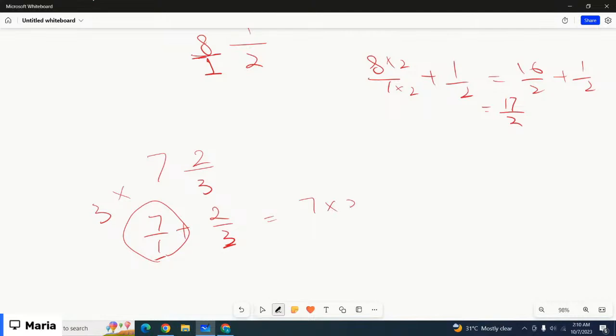So it would be 7 times 3 over 3 times 1, plus 2 over 3. So 7 times 3 is 21 over 3, plus 2 over 3. So that makes 23 over 3. The correct option is 23 over 3. Got it?